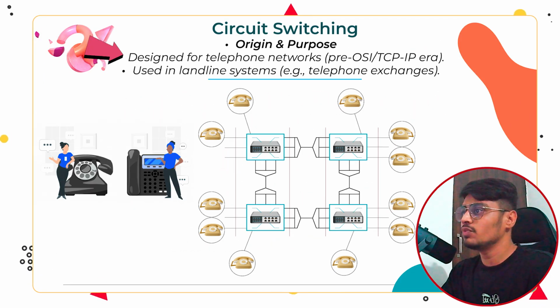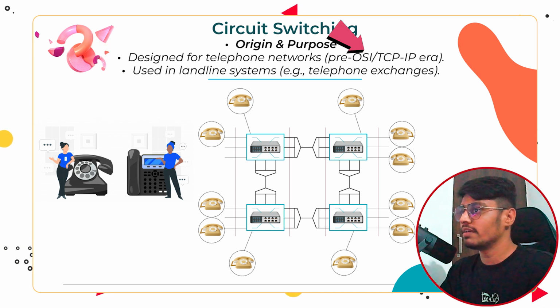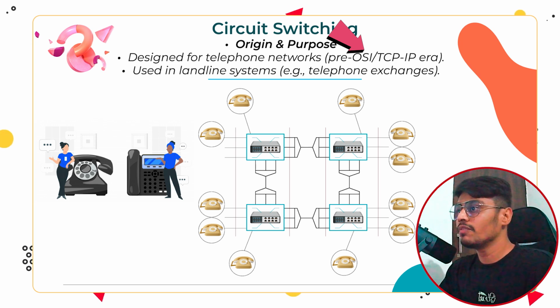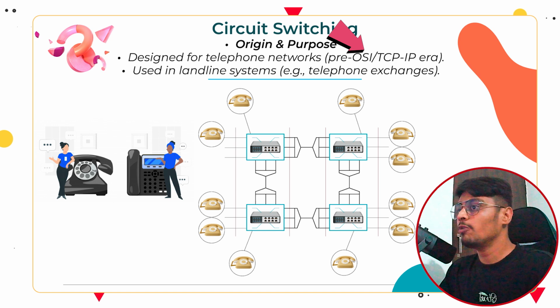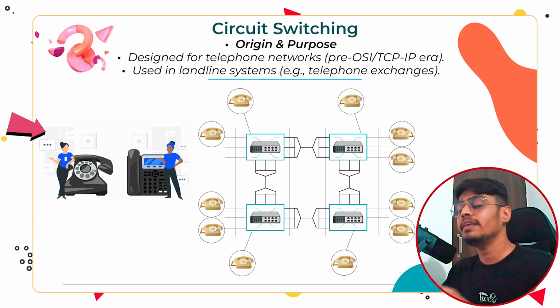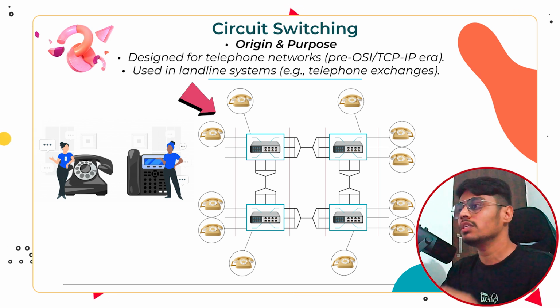First of all, circuit switching was originally designed for telephone networks. This technology emerged at a time when there was no concept of the OSI layer or TCP models. Today we use computer networks where computers are connected to share data. We have personal computers, laptops, and many other devices. But before computer networks, we had telephone networks. To connect devices physically in telephone networks, we used circuit switching.